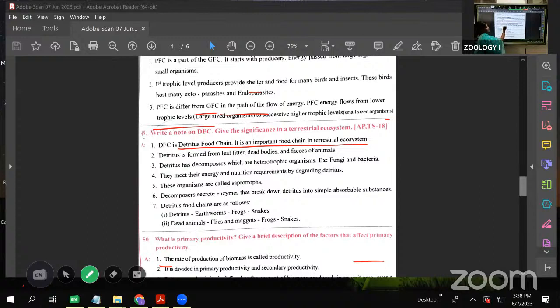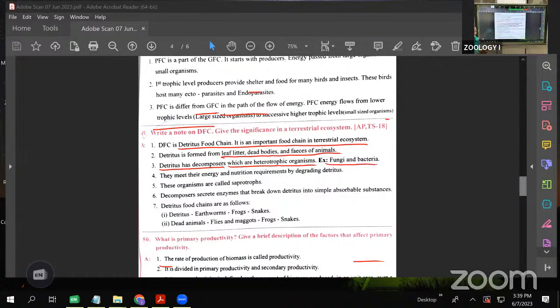It starts with the detritus. It is formed by the leaf litter, dry leaves, dead bodies, and fecal matter of the animals. Clear? Detritus has decomposers, which are heterotrophic organisms, for example, fungi and bacteria.